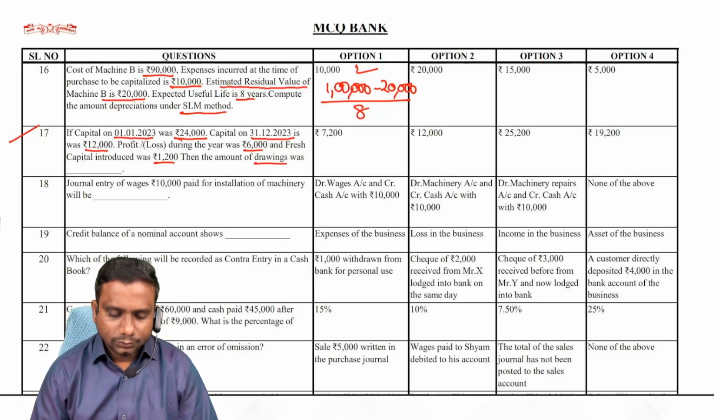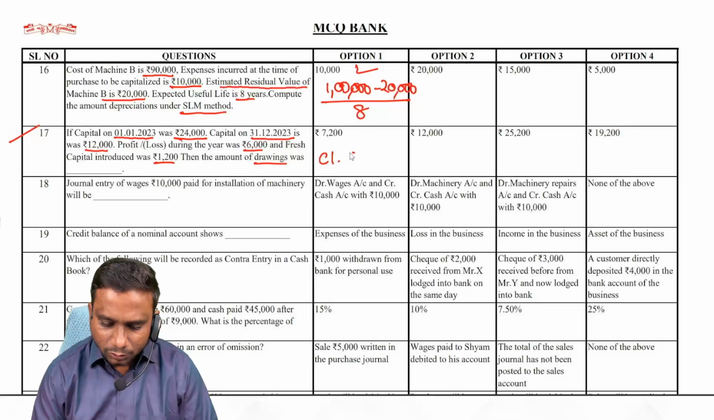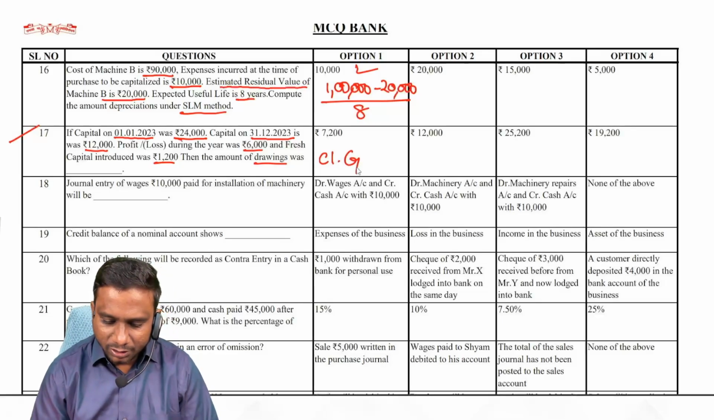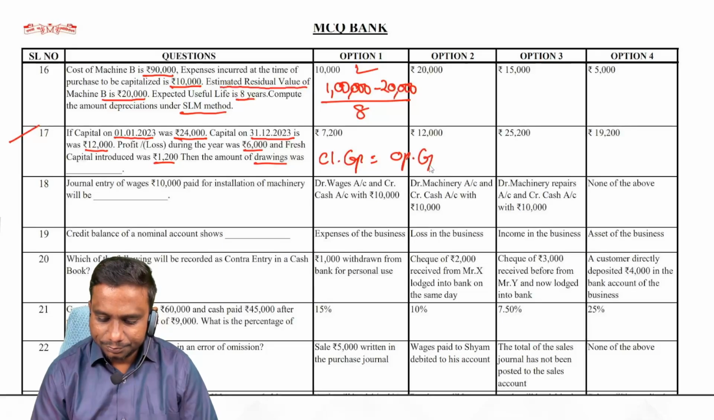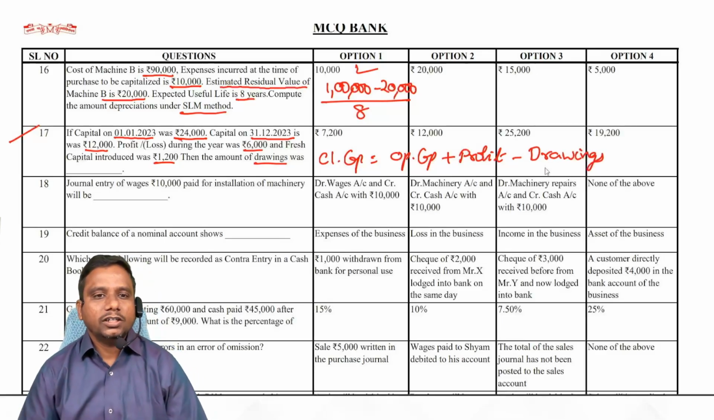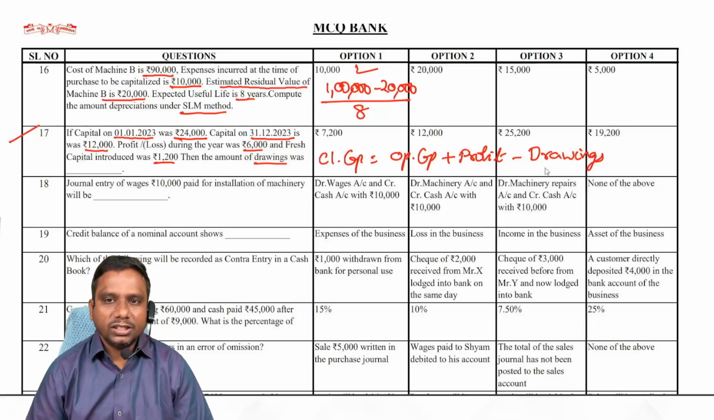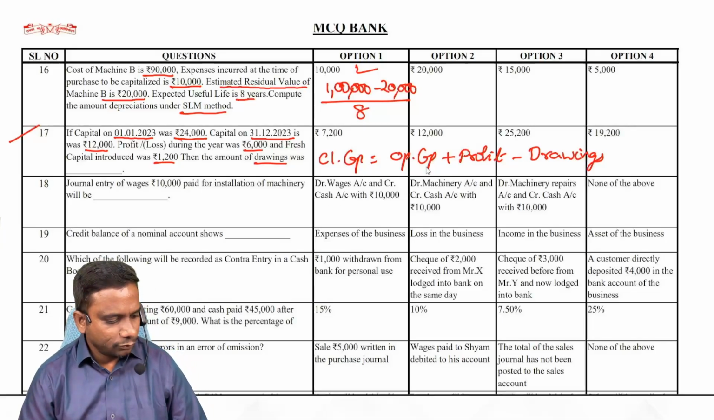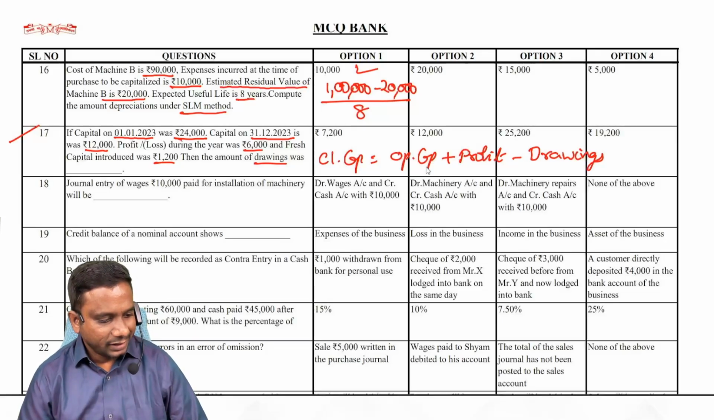To calculate drawings, we have a formula. Closing capital is equal to opening capital less loss minus drawings. This is the formula we use to calculate closing capital. Now here we have closing capital, so drawings we need. So opening capital 24,000 less loss 6,000 minus closing capital 12,000.